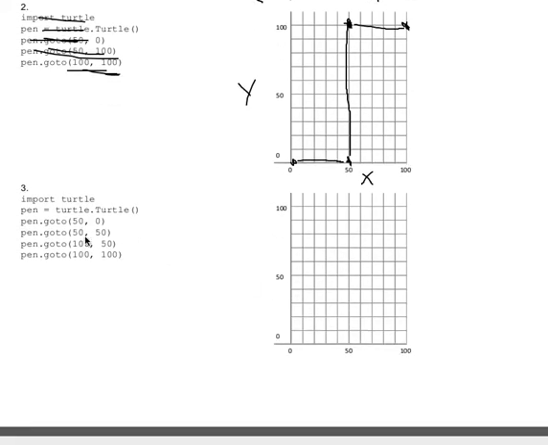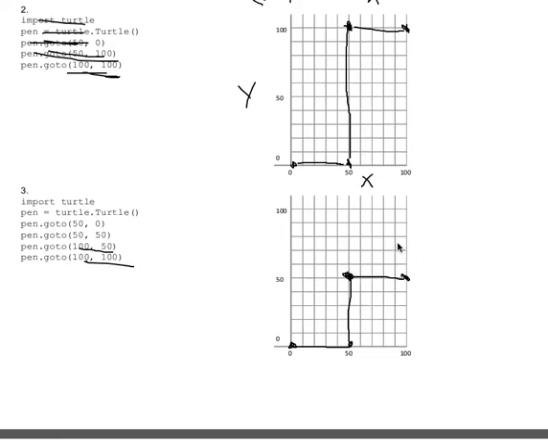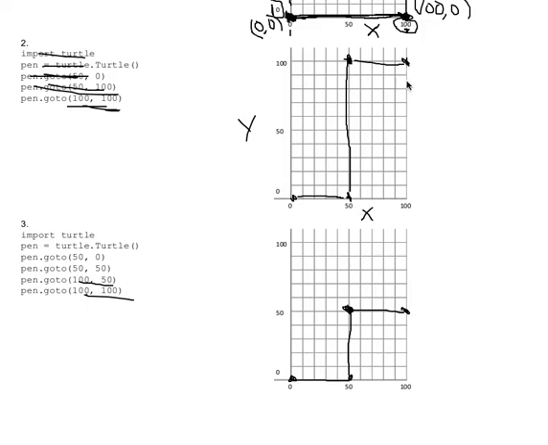Last of all, number 3. 50, 0 would be this again. And the line would connect between 0, 0 and that. Then we go to 50, 50. 50, 50 is smack in the middle of this graph paper. 50, 50, right there. The line would go from bottom up. Then we go to 150, which would be over here 100, up to here 50. That line would be connected. Then finally 100, 100, which again is the top right corner, just like it was up there.